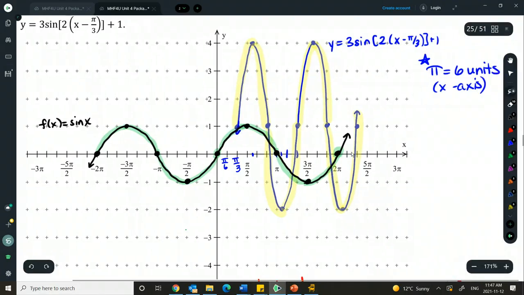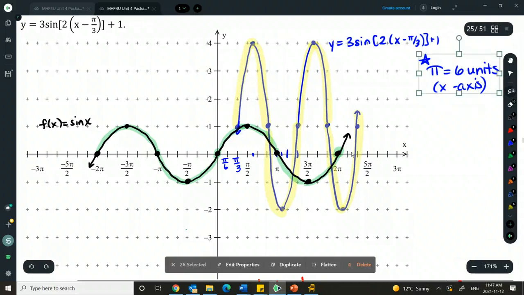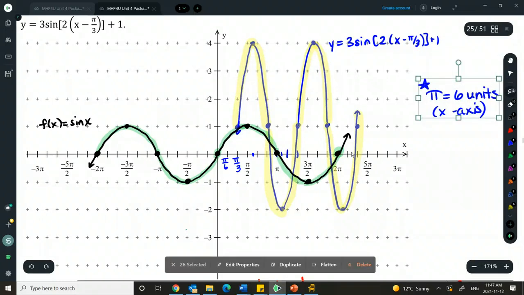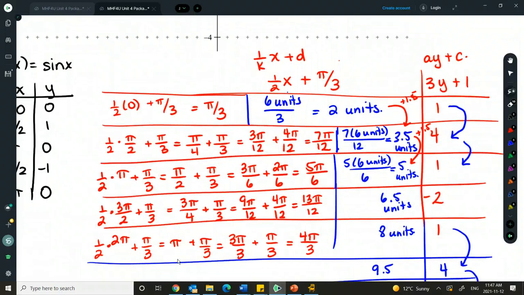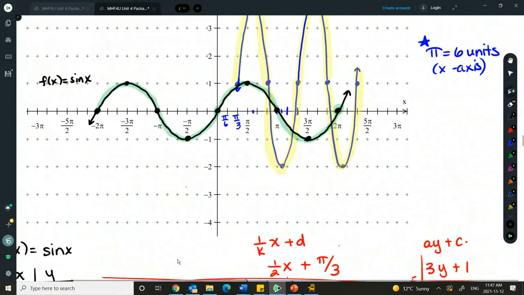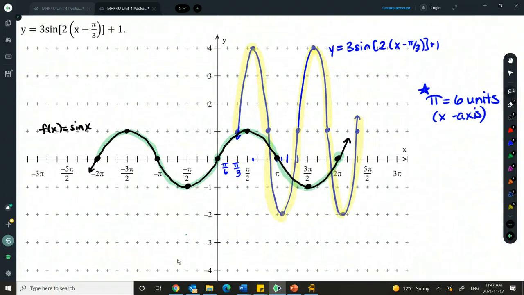All right, so this is the key. Pi, find where pi is on your scale. Could be a different scale. I can still do it though. Just find how many units pi is, and then you just calculate that number of units when you have all your pi expressions for your x coordinates. Does that make sense? Any questions?